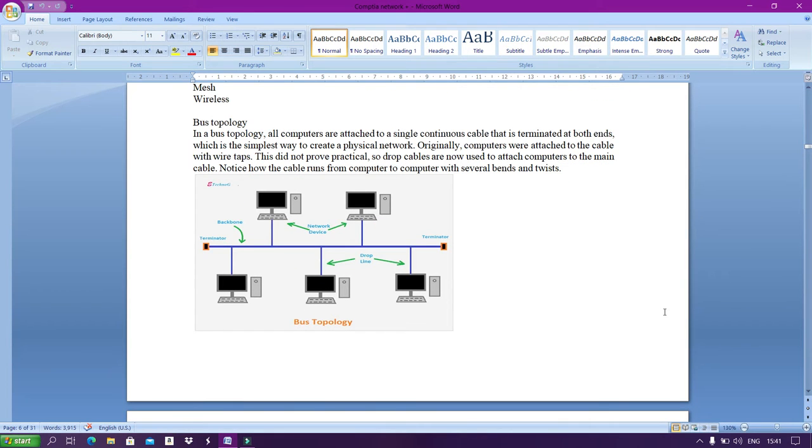In a bus topology, all computers are attached to a single continuous cable that is terminated at both ends, which is the simplest way to create a physical network. Originally, computers were attached to the cable with wire taps. This did not prove practical, so drop cables are now used to attach computers to the main cable. Notice how the cable runs from computer to computer with several bends and twists. So this is an example of a bus topology network. Here is a coaxial cable, and then a coax cable goes to the desktop machines.